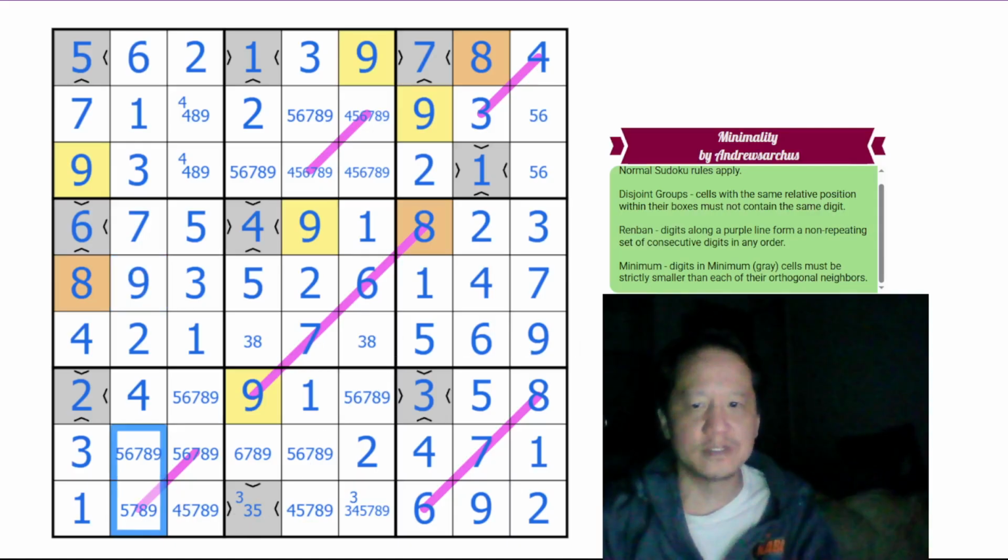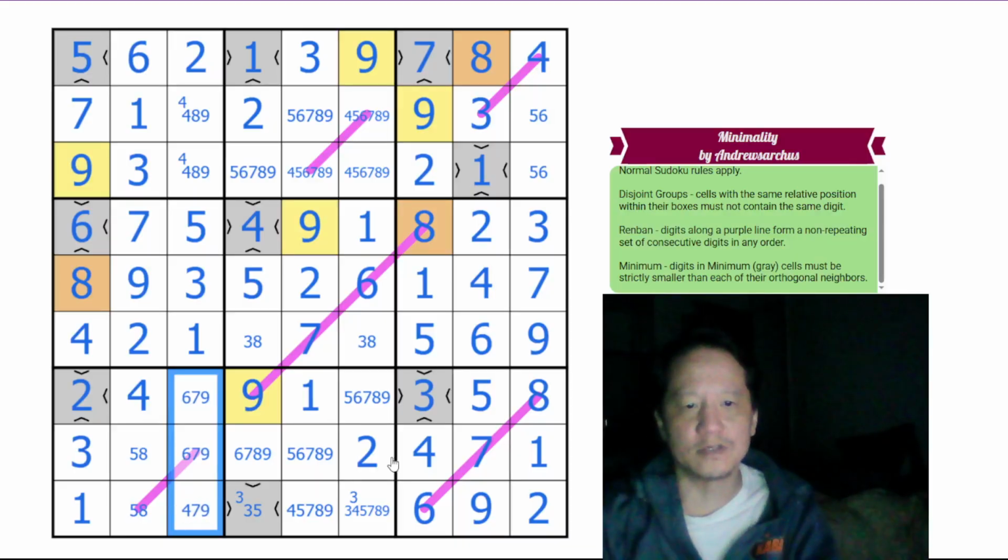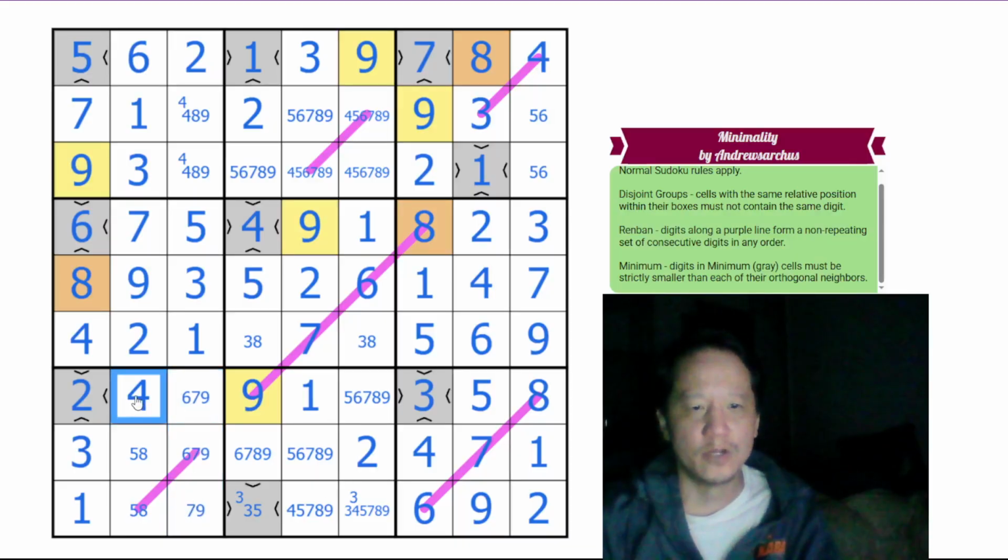This cannot be 6, 7, or 9. So it's 5 or 8. That eliminates 5 and 8 in the rest of the box. This can't be 4 because of 4 in the box. This 9 eliminates 9 here. This can't be 5, 8, or 9, so it's 6, 7 as a pair. This 5 eliminates 5 here, so that's 3. 3 eliminates 3 here, so it's 8 and 3.